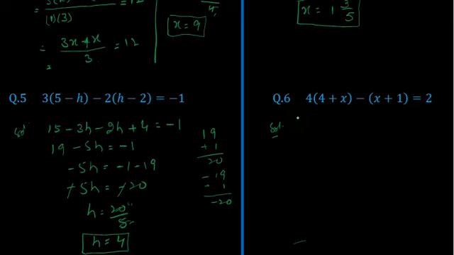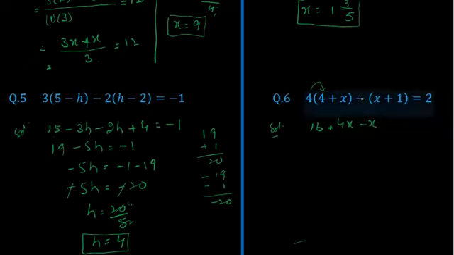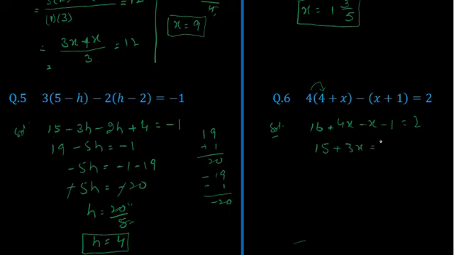Now 4 multiplied by the outside number, it multiplies both numbers inside the bracket. So first we multiply 4 multiplied by 4 is 16, and 4 multiplied by x becomes 4x, and the sign of plus remains the same, plus 4 multiplied by x is 4x, and minus multiplied by x becomes minus x, and minus plus minus 1 is equal to 2. So 16 and minus 1 become plus 15, and plus 4x and minus x become plus 3x is equal to 2.